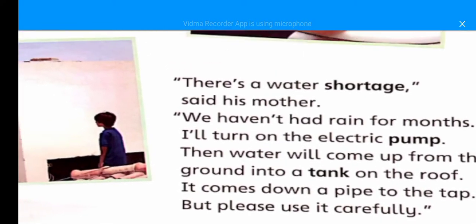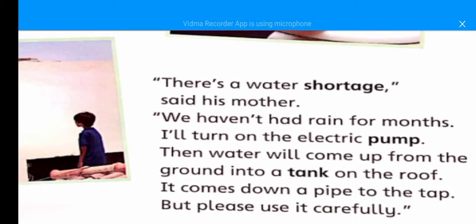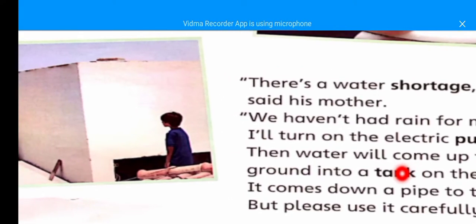And now we are going to read the second paragraph under the picture. So now let's start it. Again, I'm saying please put your pencils under each word. There is a water shortage, said his mother. We haven't had rain for months. I'll turn on the electric pump, then water will come up from the ground into a tank on the roof. It comes down a pipe to the tap, but please use it carefully.